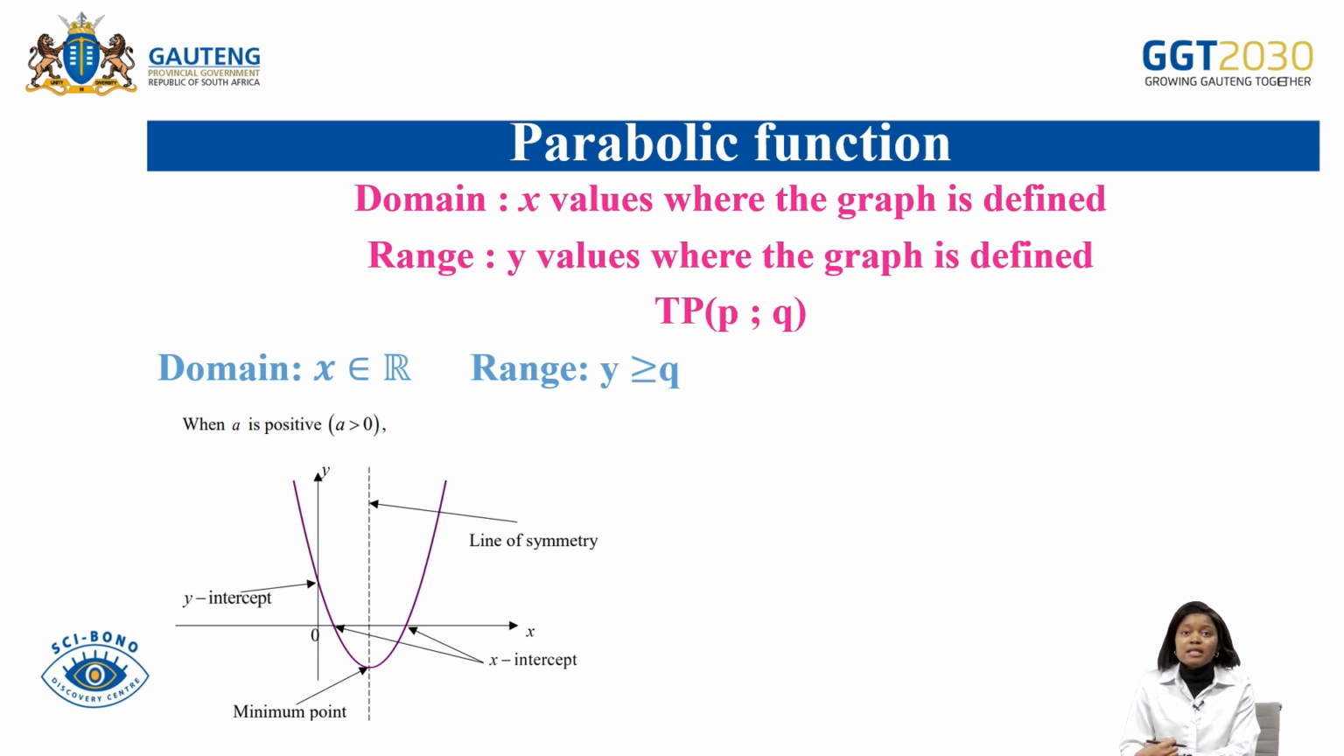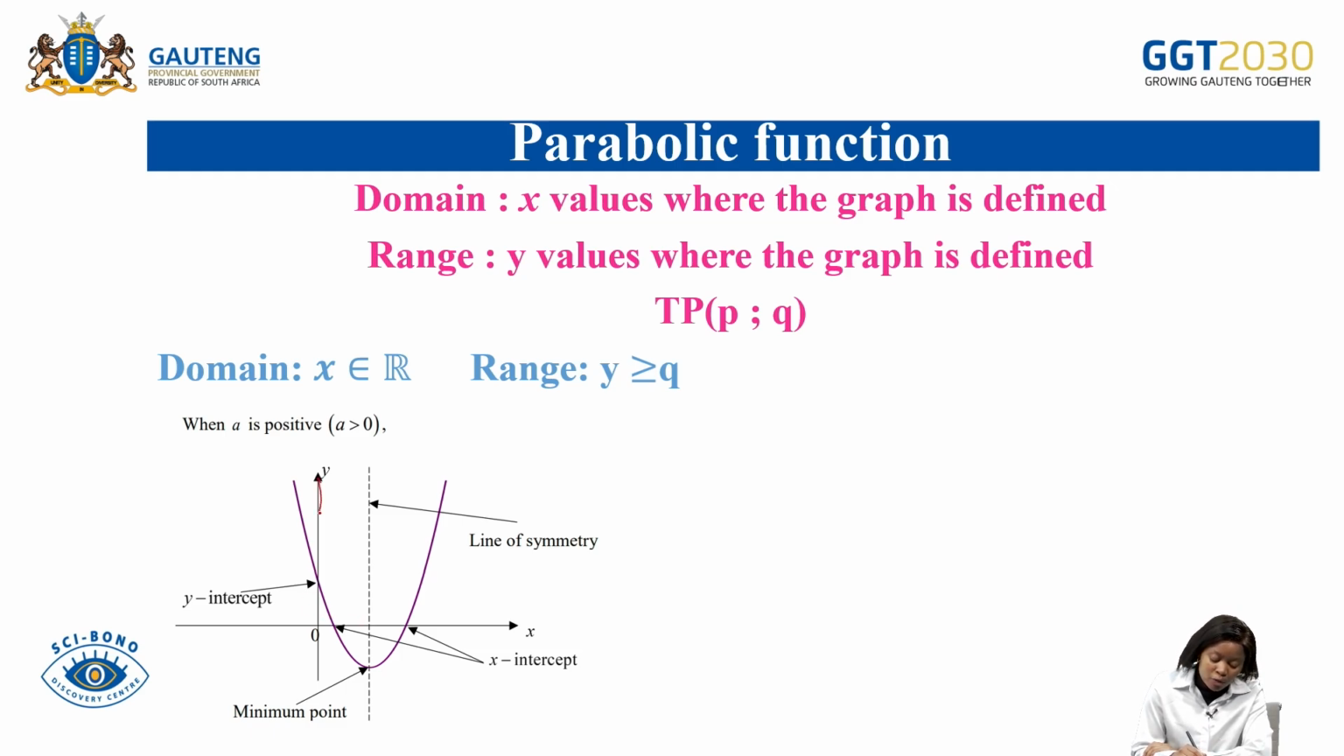Let's quickly look at the domain and the range. Remember, in grade 10 we said the domain is the set of x values where the graph is defined. So it's all the values of x that are covered by the graph. When we are talking about a parabolic function, your graph is going to cover all the values of x.